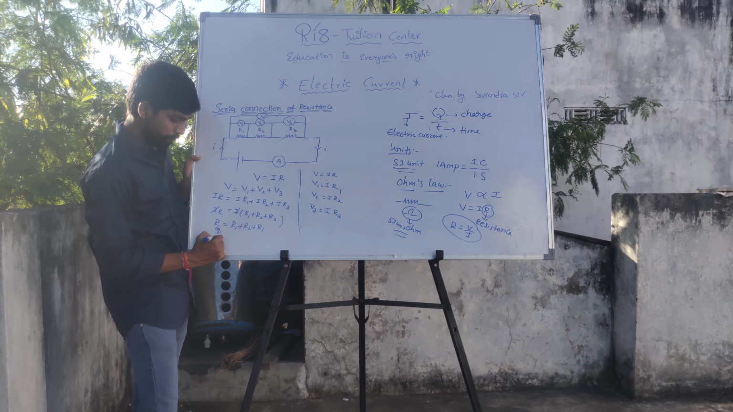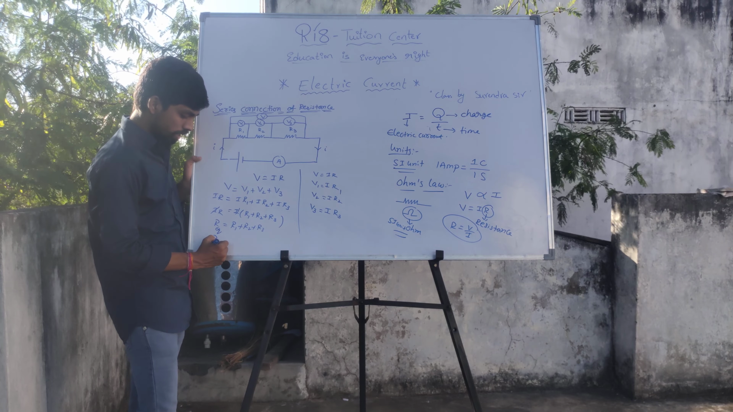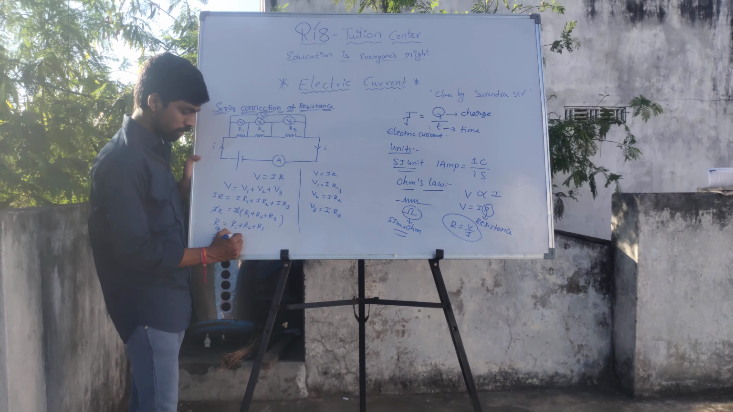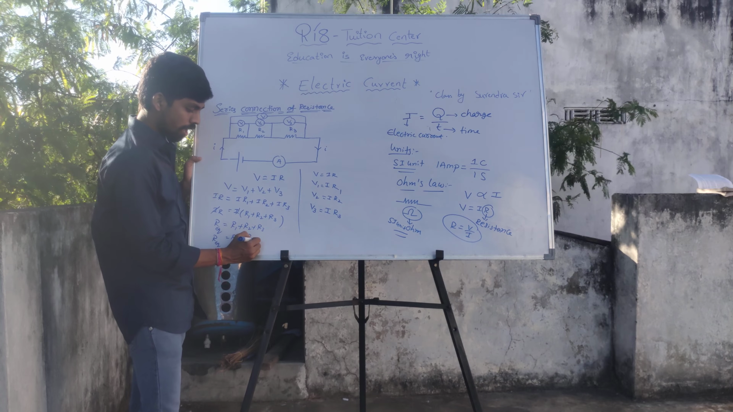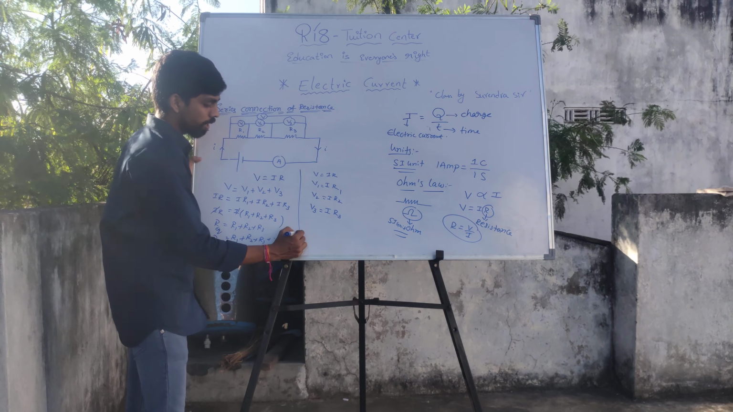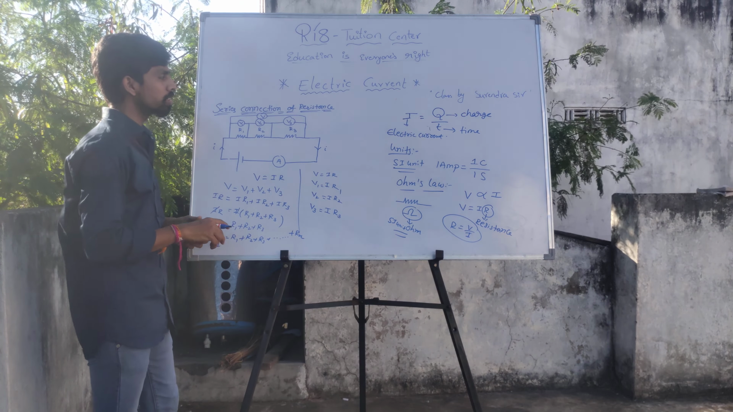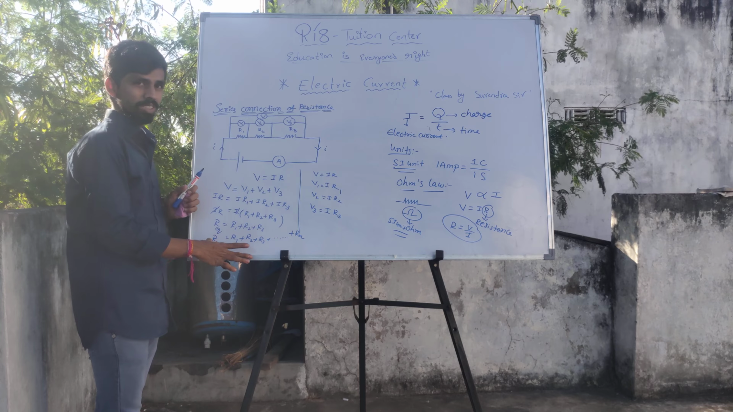Suppose N resistances are connected in series, then R equivalent equals R1 plus R2 plus R3 and so on up to Rn. Why? Because N resistances are connected in series. Okay, this is all about the series connection.